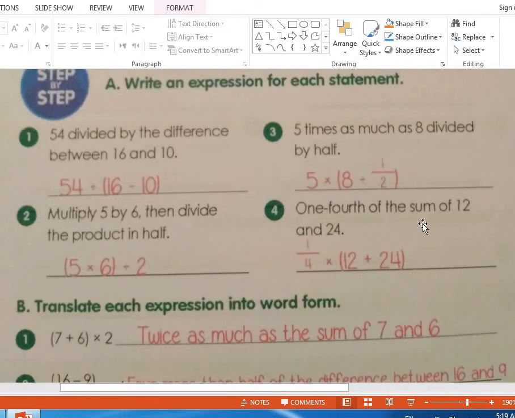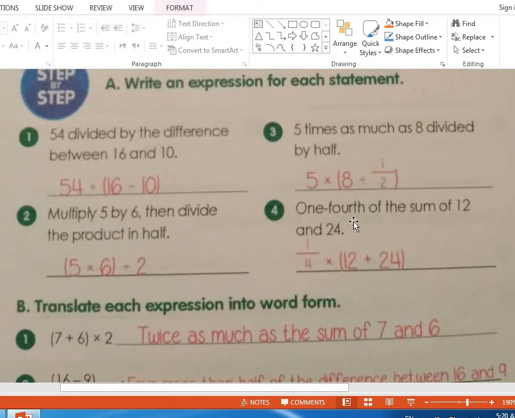1/4 of the sum of 12 and 24. What's this? 1/4 of means what? Means 1/4 times, multiplied. As I told you before, half of your pizza, half times 1. Half of your sandwich, half times 1. Half of your chocolate, half times 1 chocolate bar.